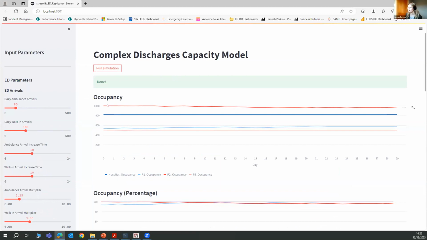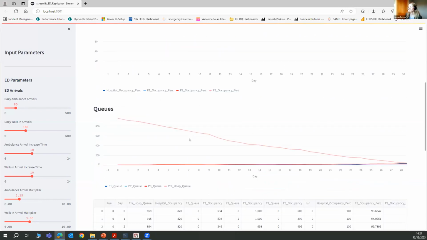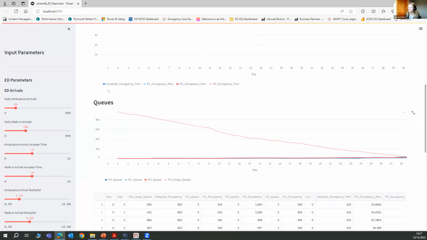And then you can see that you've got occupancy over time for each of the areas, percentage occupancy, and the scenario that I've run is pretty full all the time. And then we've also got queues. So this light pink is people waiting to get into the hospital, so either on an elective waiting list or in ED. And you can see that that's decreasing over time with this scenario, but actually we're starting to increase our queues for pathways 1, 2, and 3 at the end of the month. So I've only run this for 30 days.